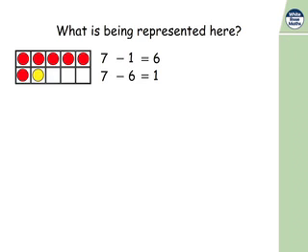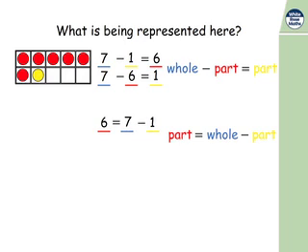If I look at my counters, I can still see the 2 parts. The red counters are 1 part, and the yellow counter is another part, and 7 is the whole. So 7 is my whole, 1 is a part, and 6 is a part. And in the second example, it's exactly the same. Apart from, just like addition, the 2 parts have swapped places.